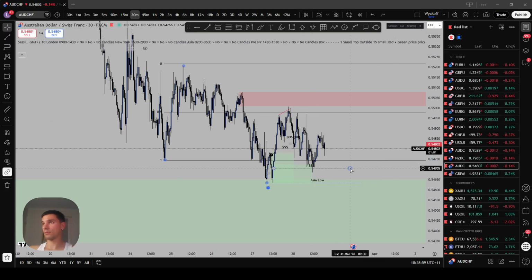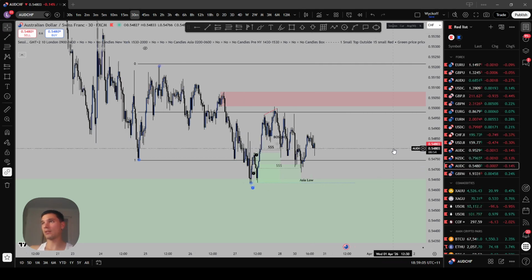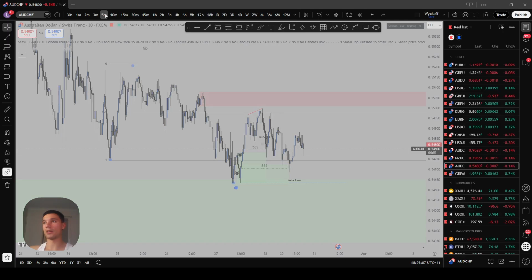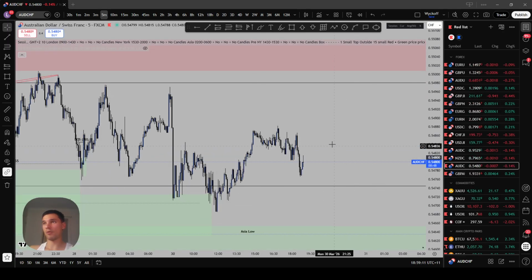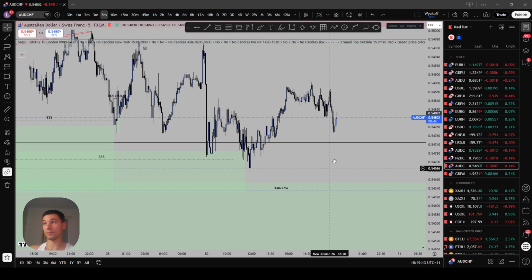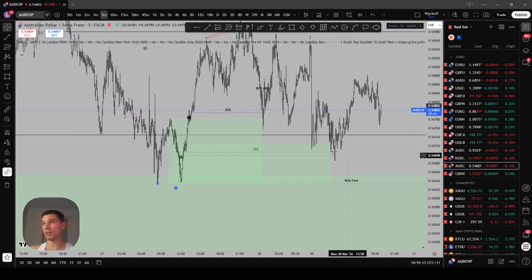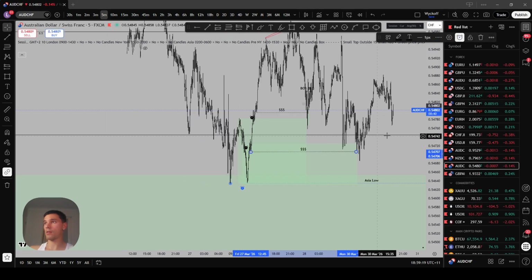However, you probably can enter off some form of POI in here. We are forming supply in the meantime as well, just an FYI.